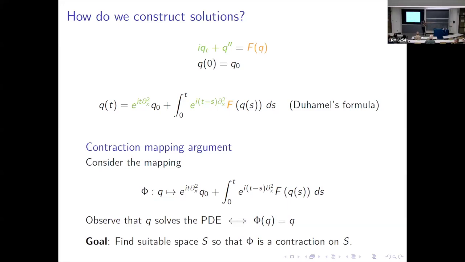And the way that we usually approach at least the question of local well-posedness for a dispersive equation like that is using a contraction mapping argument.